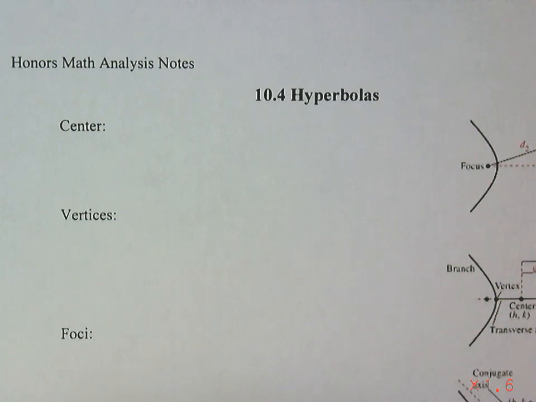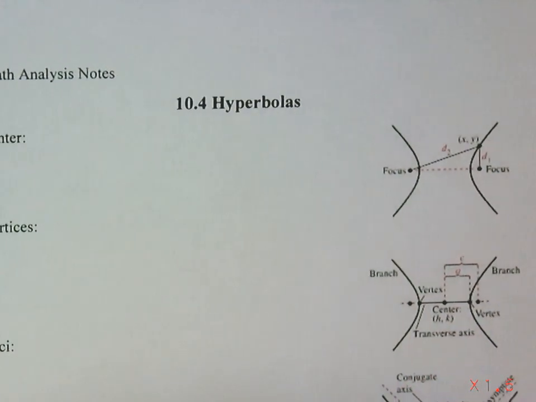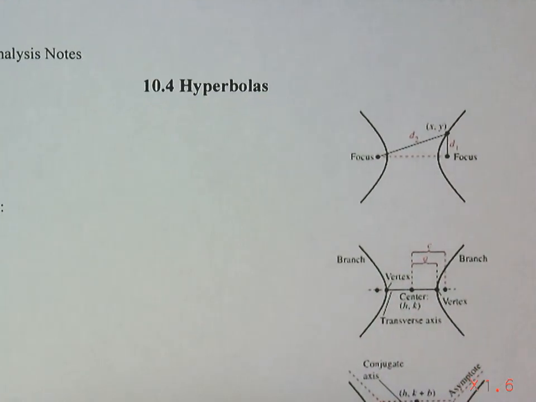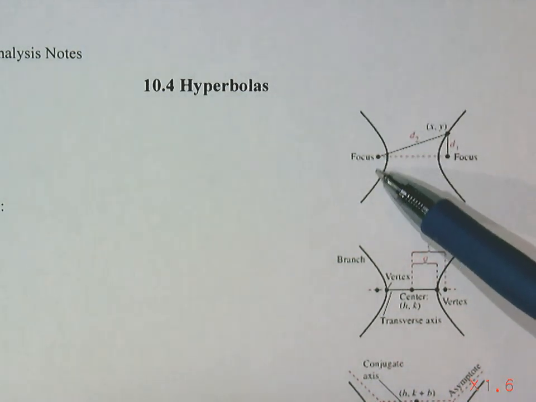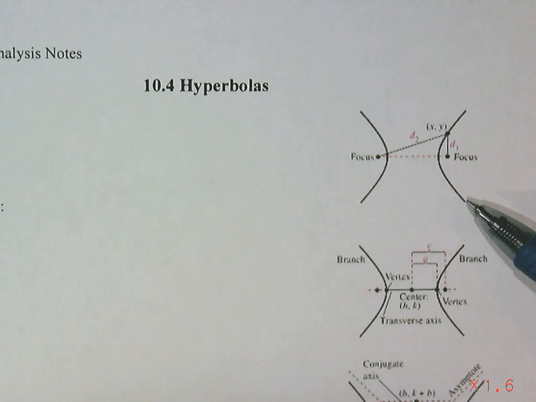These are notes for section 10.4, hyperbolas. Hyperbolas are once again a conic section. They're the last conic section that we will study in this course. A hyperbola looks very much like a parabola back to back with another parabola. So here's one parabola, here's another parabola.